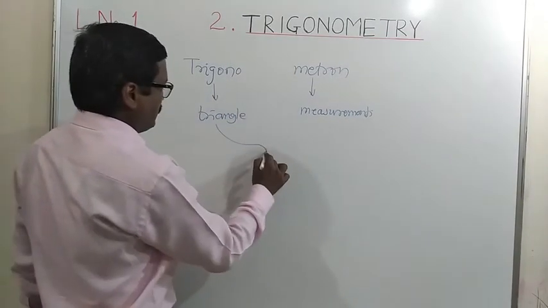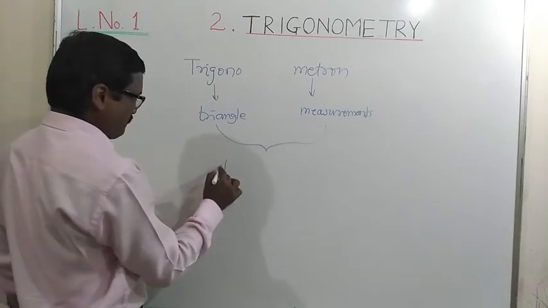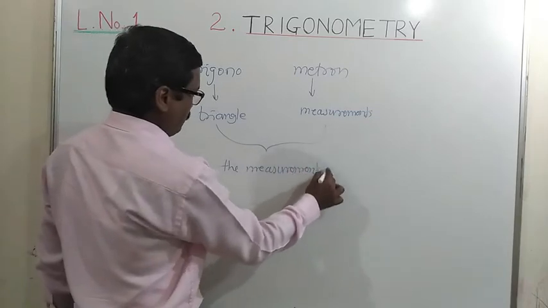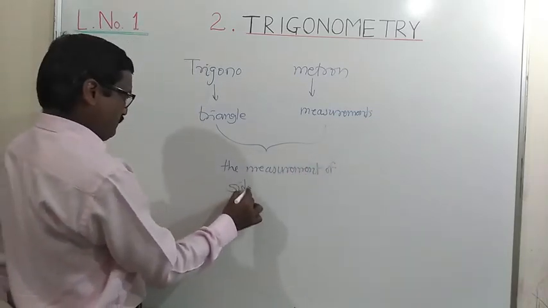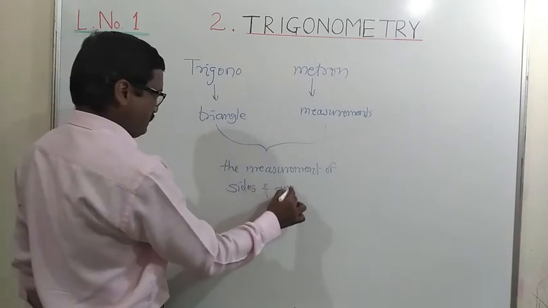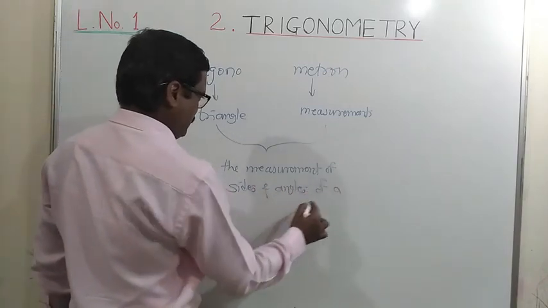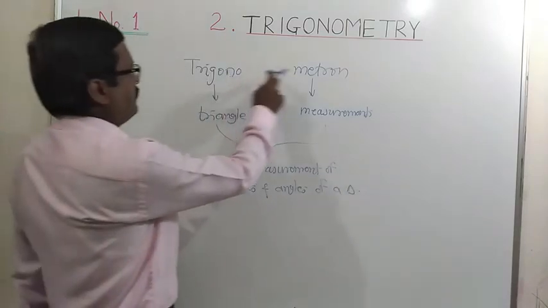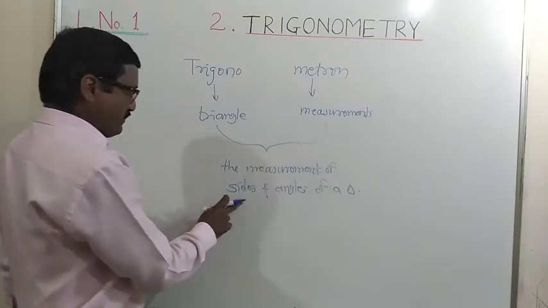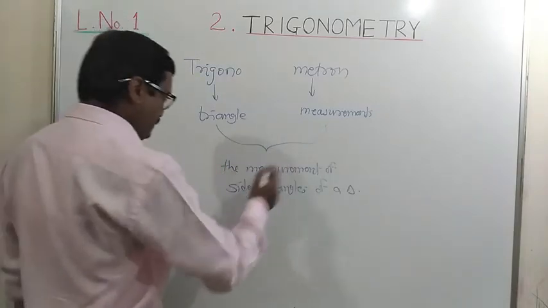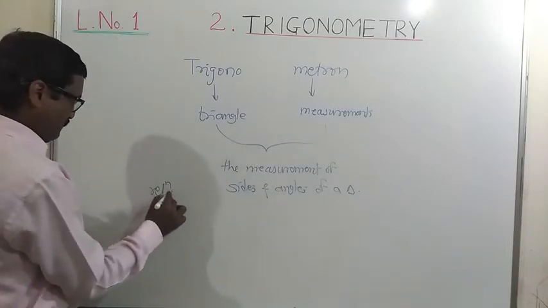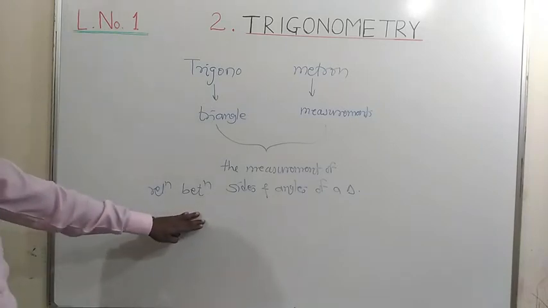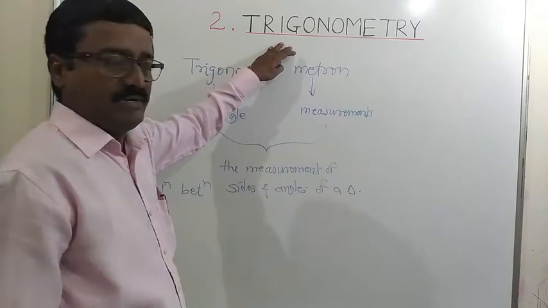So combinedly the meaning is the measurement of sides and angles of a triangle. Trigonometry means measurement of triangle. It is nothing but the measurement of sides and angles, or measurement of relation between sides and angles of a triangle. This is the basic meaning of this word trigonometry.